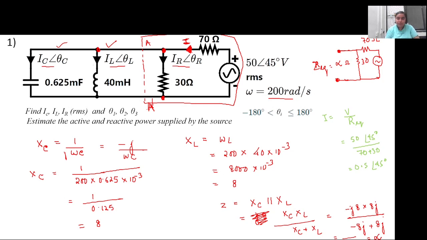Ma'am, won't it be V equal to... Multiply that 30 ohm with this 0.5 angle 45. That will give us the particular voltage drop across those parallel branches. Yes, then maybe we can use that to find out the other currents. Yes, definitely.